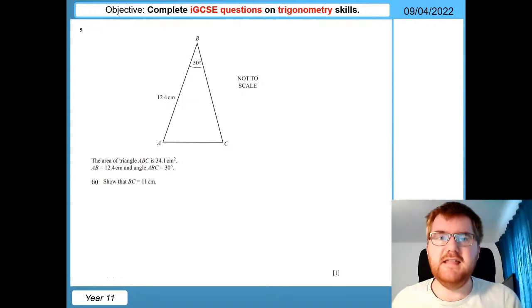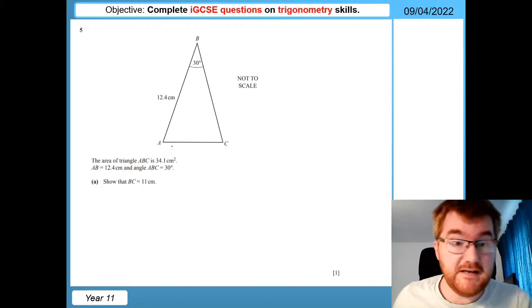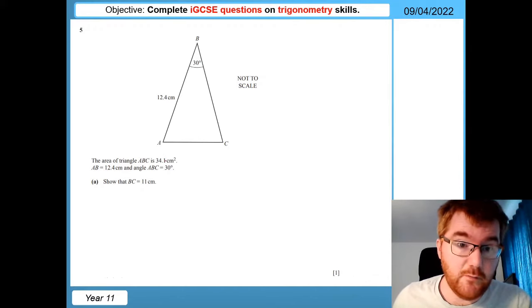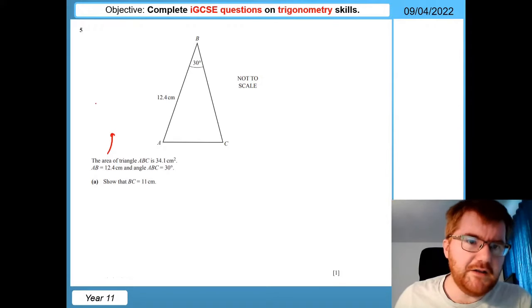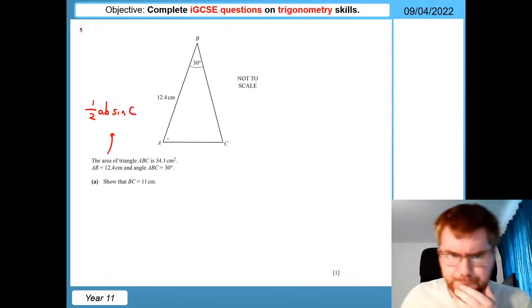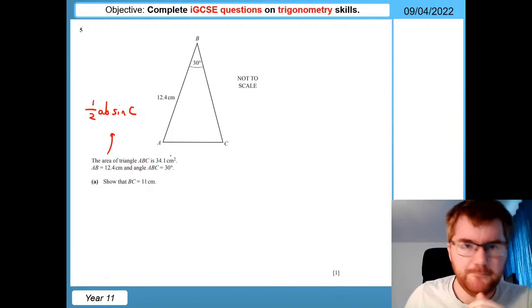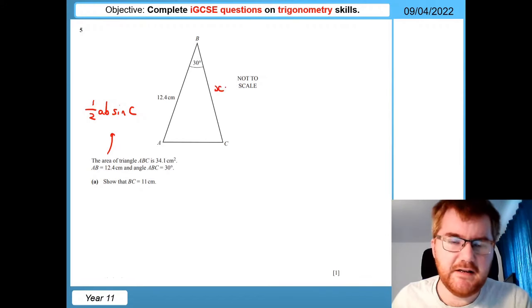Right, on to our next question, so question 5. So the area of the triangle ABC is 34.1 square centimetres. Now as soon as I see this, I know that formula we looked at in the very last question, half AB sine C, is going to be useful in some way. We're given AB is 12.4, angle ABC is 30, and now we need to show that BC is equal to 11. So we're looking for this side here.